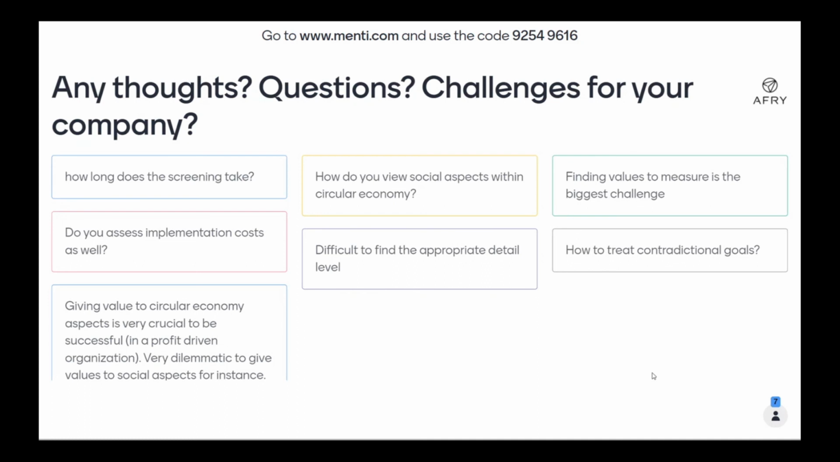I also really like the comment that finding values to measure is the biggest challenge, because this is why most of the tools are focusing on material streams and recycling streams, because it is something you can quantify and measure. Whereas how do you measure that things are circulating, and that the value is preserved? That is one of the tricky parts. But when we focus on measures that are being implemented for the circular economy, that is one way for us to measure it.